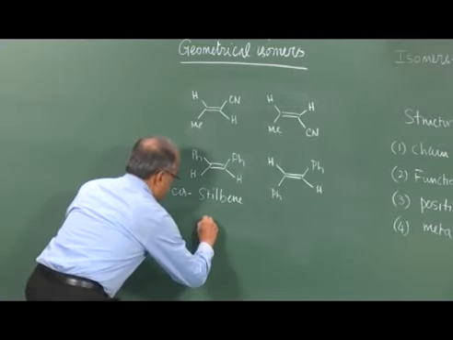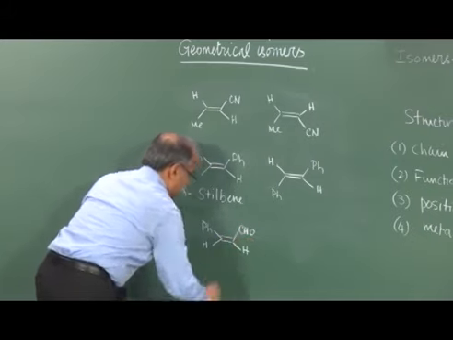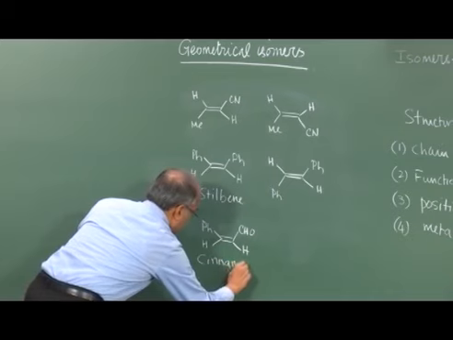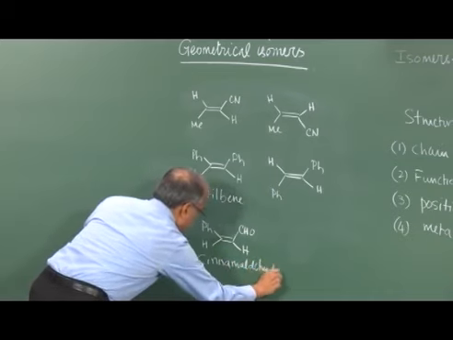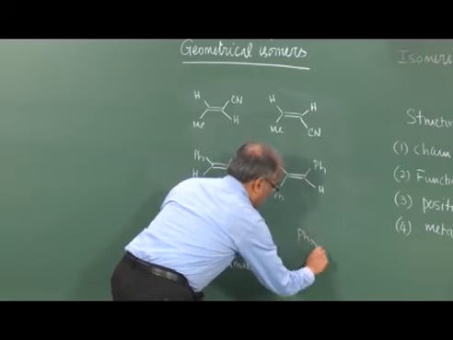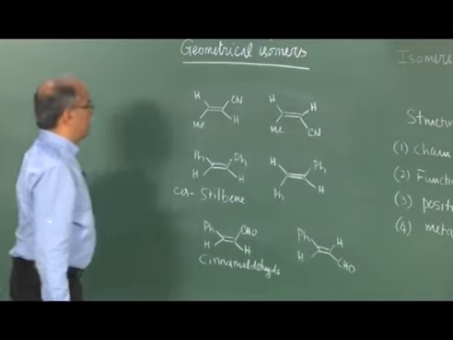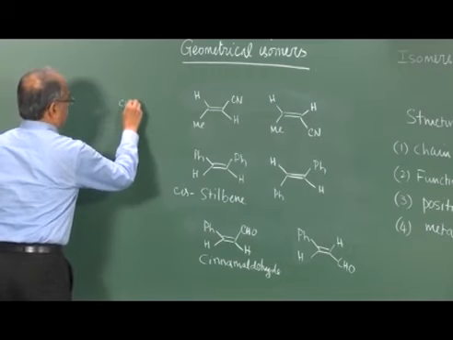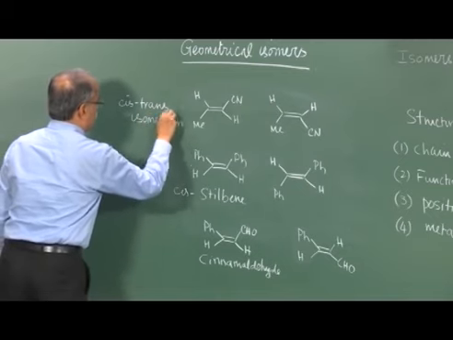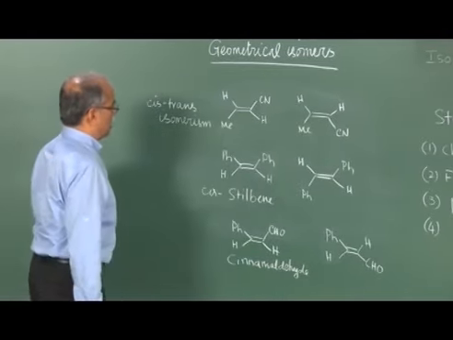One more example I will give. This is called cinnamaldehyde. This is cis-cinnamaldehyde, and you can also have the corresponding trans isomer of cinnamaldehyde. All these are examples of cis-trans isomerism, or simply geometrical isomerism, among the stereoisomers that you have here.